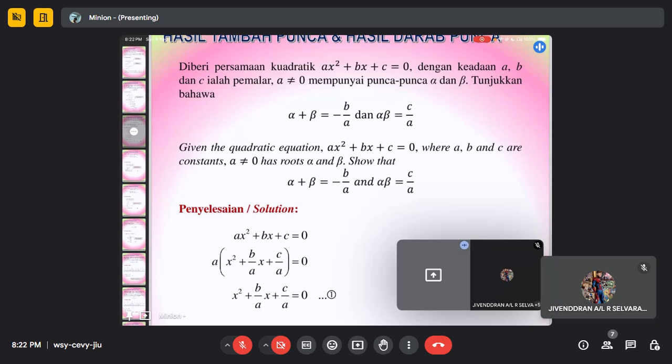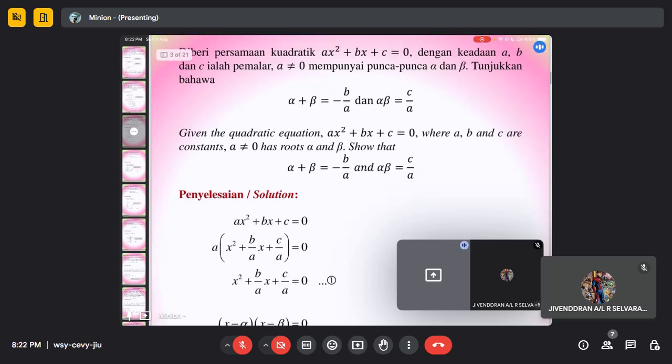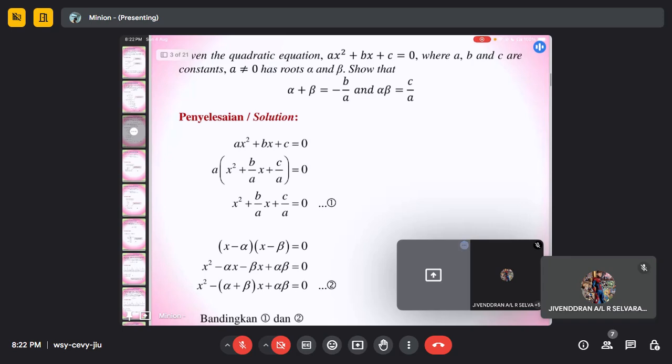Given the quadratic equation ax squared plus bx plus c equals 0, where a, b, and c are constants and a is not equal to 0, has roots alpha and beta. Show that alpha plus beta is equivalent to negative b over a, and alpha beta, which means alpha times beta, is equivalent to c over a. It's a small formula only, but it's important.